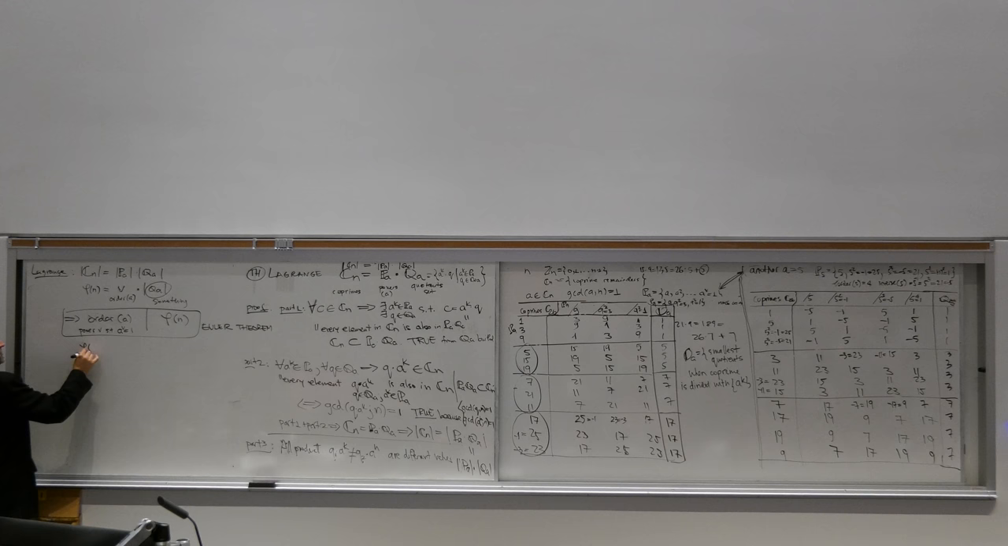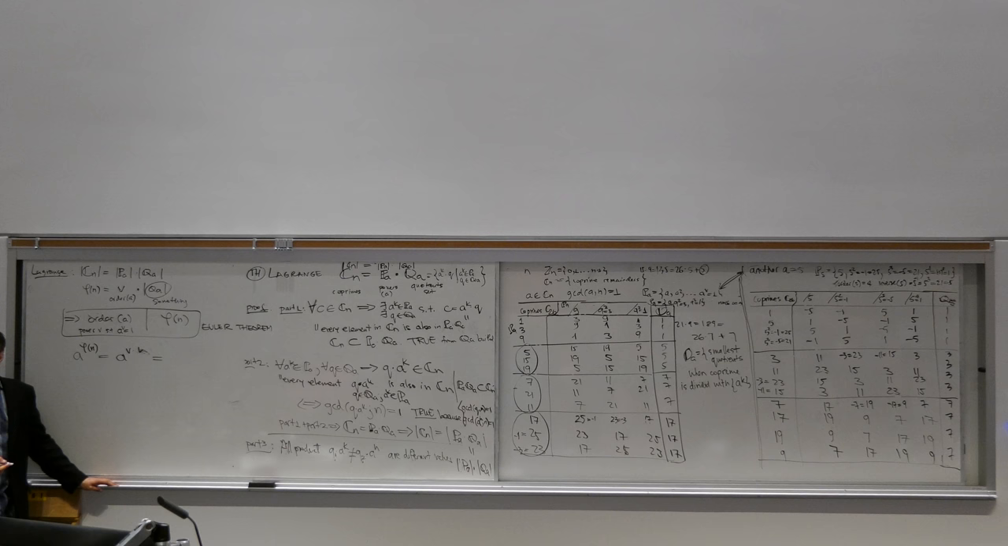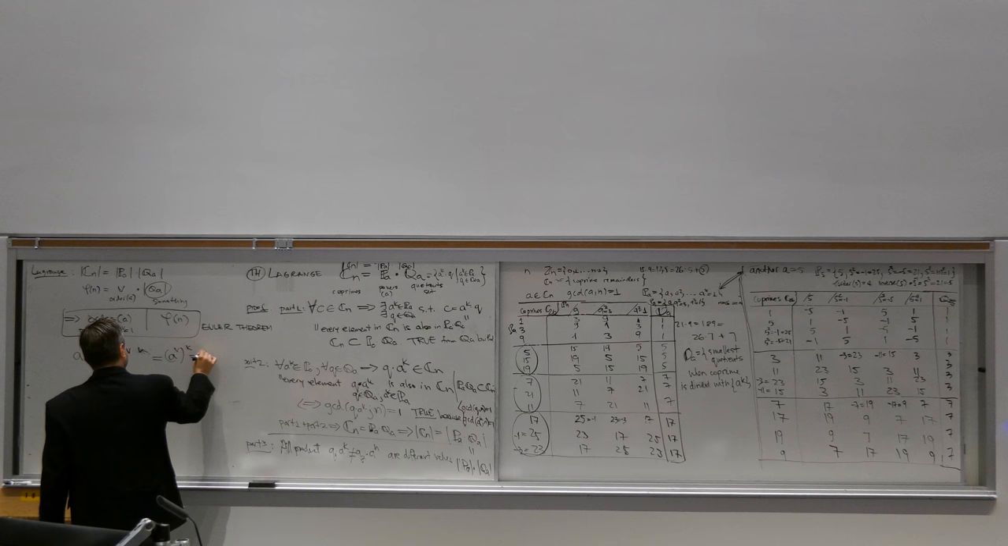How much is A at phi of n? Well, phi of n is V times something, right? So it's A at V times something, VK, because phi of n is a multiple of V. So how much is A at VK? How much is A at V? 1. That's 1.